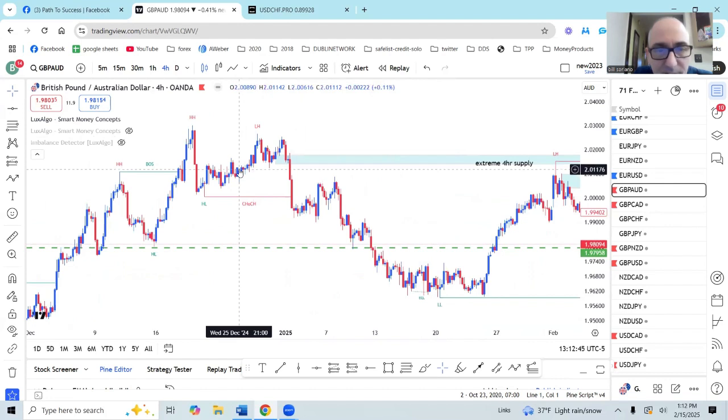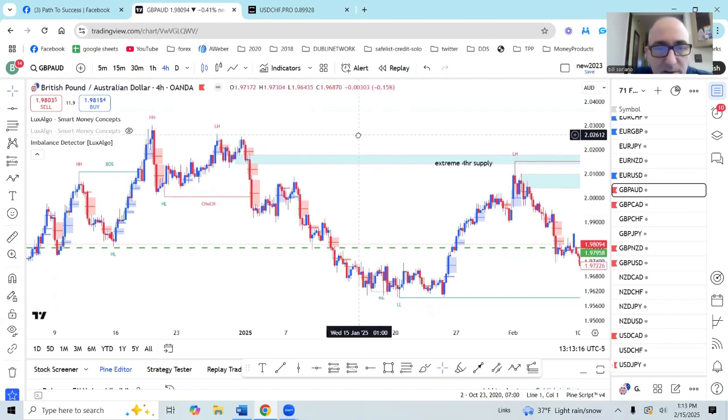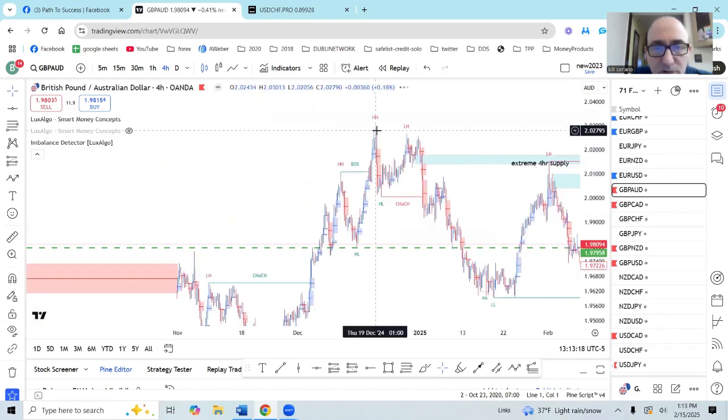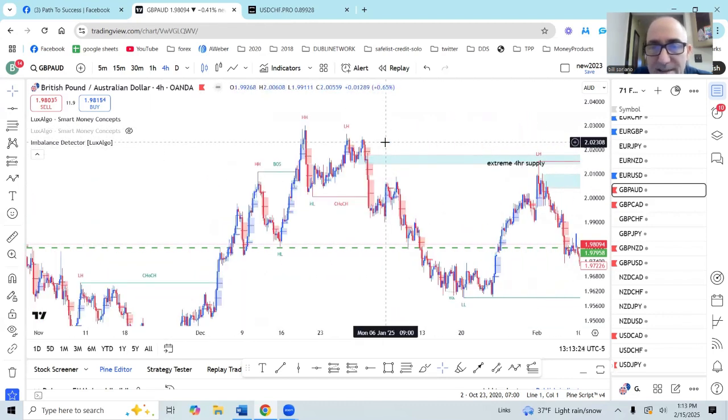And by the way, the extreme zone actually extends. Trying to see something here. This moves down. This area right here, there's no more imbalance. You could see that the imbalance was right here, but all that imbalance was filled, and this area was mitigated. It was hit, right? It was already hit with this wick. And so that's why that's no longer valid. So this becomes an extreme zone because when you go over to the left here, there's no other higher zone. So that's why that's an extreme zone.